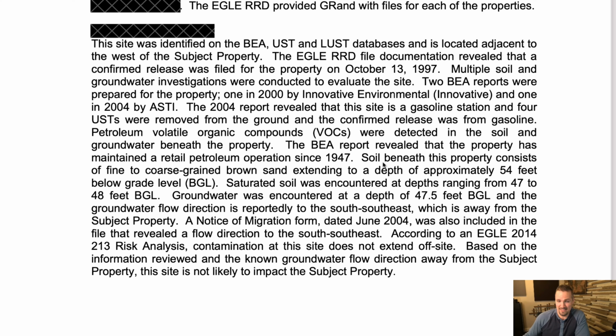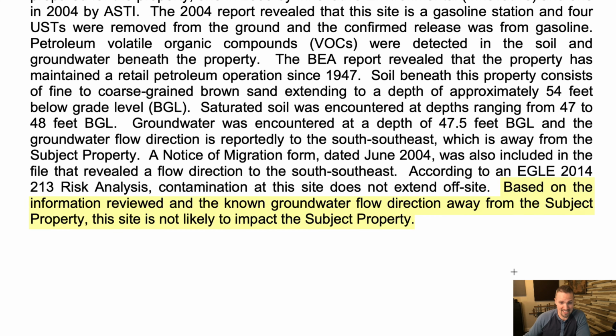And this basically explains the research they did on that particular property, what they found, and whether or not it affects the subject property. And as you can see down here, it says, based on the information reviewed and the known groundwater flow direction away from the subject property, this site is not likely to impact the subject property. So note that they're not saying that it didn't impact. It said it's not likely to impact.